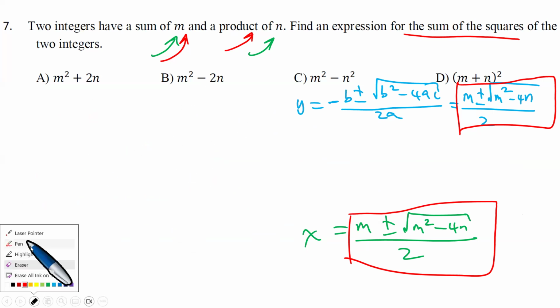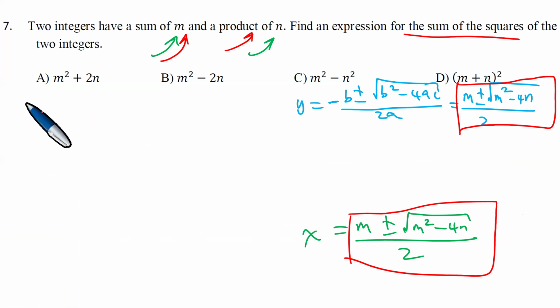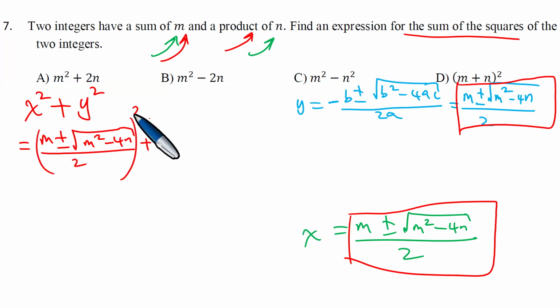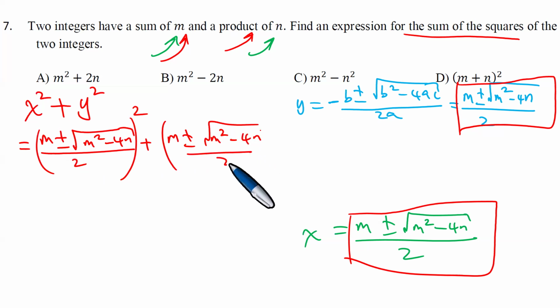Okay, let's do this. So now we're going to have x squared plus y squared, which is the sum of the squares. What is x squared? It is m plus or minus the square root of m squared minus 4n, divided by 2. Okay, you square this. And then the y is the same thing: m plus or minus the square root of m squared minus 4n, divided by 2.